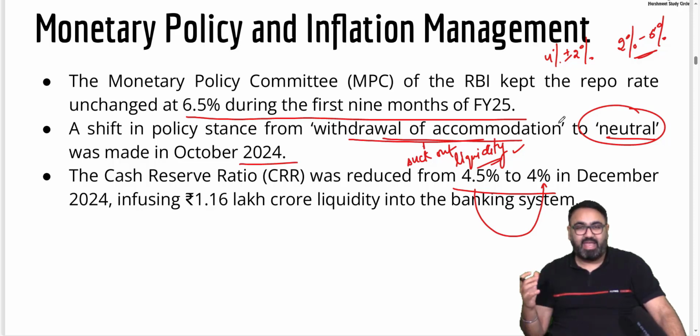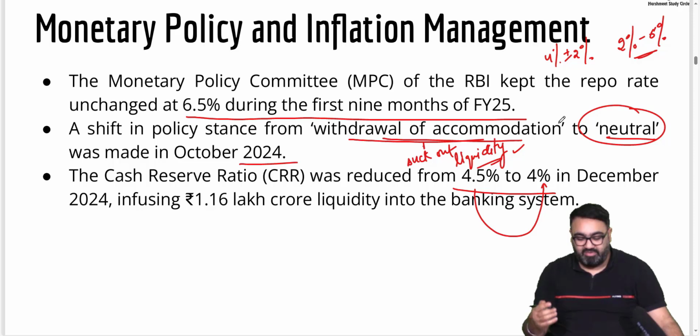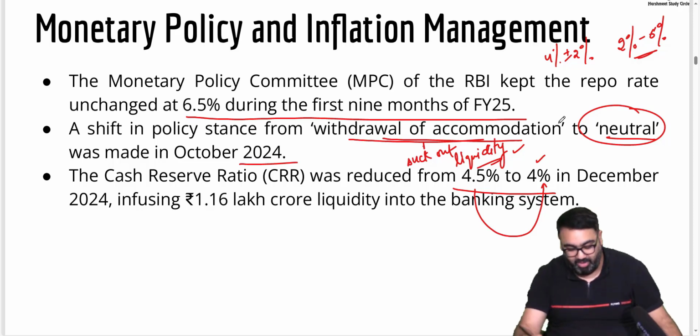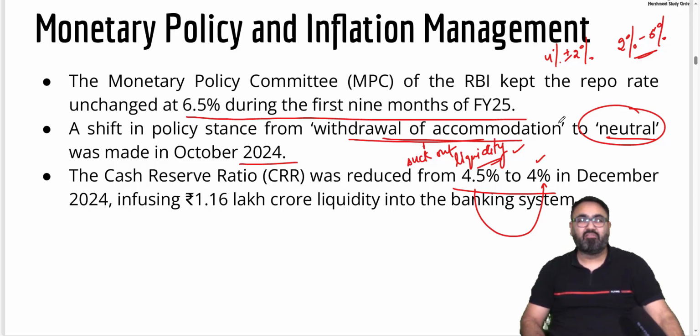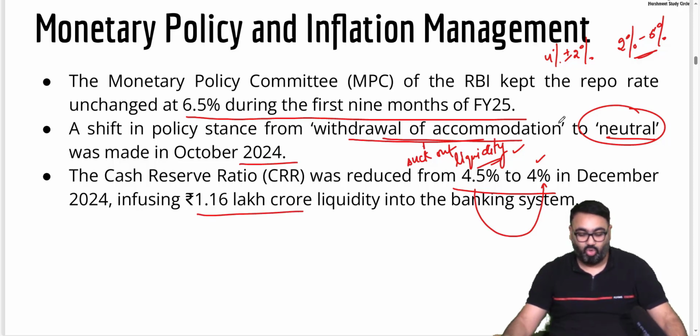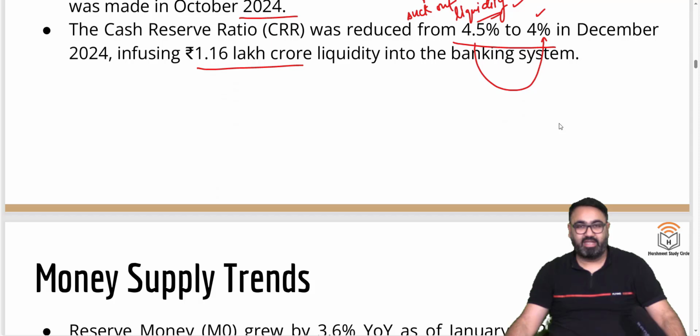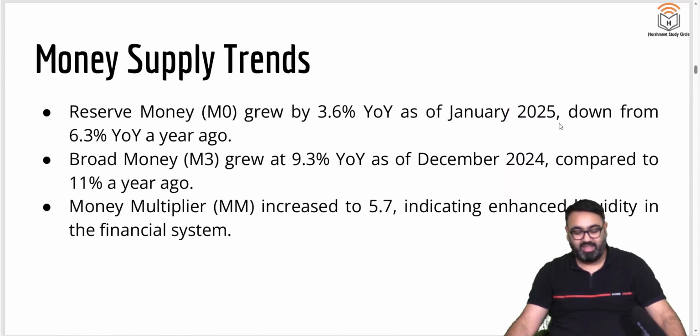When they increase the cash reserve ratio, when they tell the banks you have to keep more money with you in cash, that means you are withdrawing money or withdrawing liquidity from the market. So the cash reserve ratio was cut down from 4.5% to 4%, which increased liquidity in the market by about 1.16 lakh crore. That also was an indication that RBI wanted to give more money in the hand of the people. They're not worried about inflation now.